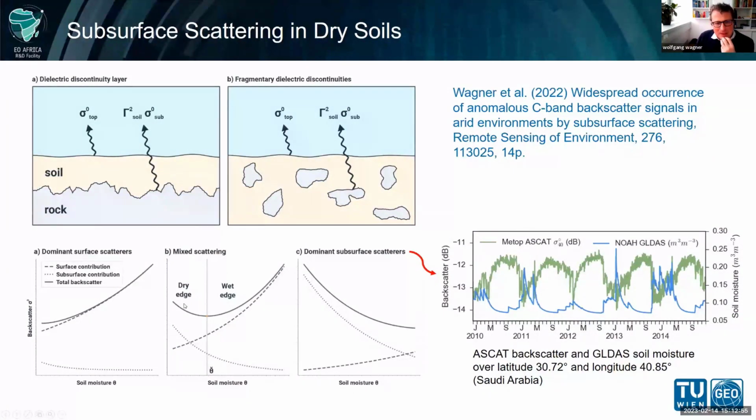And to make things even more complicated, obviously you don't need to have these two extreme cases where the signal is always dominated by the surface or always dominated by subsurface scattering. You may have mixed scattering phenomena, where subsurface signals only become apparent when the soil is dry, and the normal expected behavior is when the soil is reasonably wet. So during some part of the year, you would have a positive correlation between backscatter and soil moisture, and here at the dry edge, you would have a negative correlation.